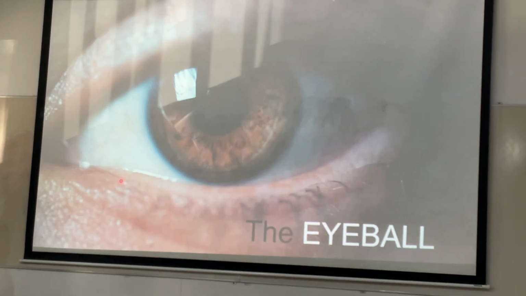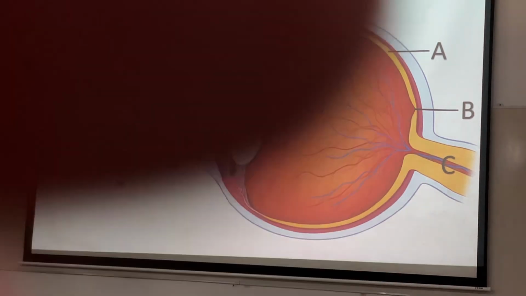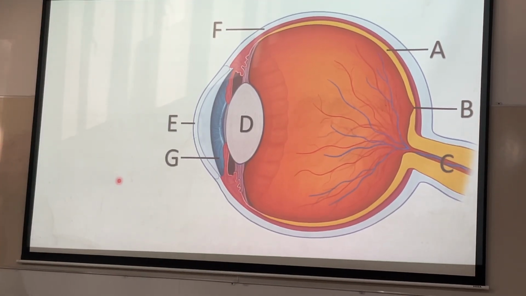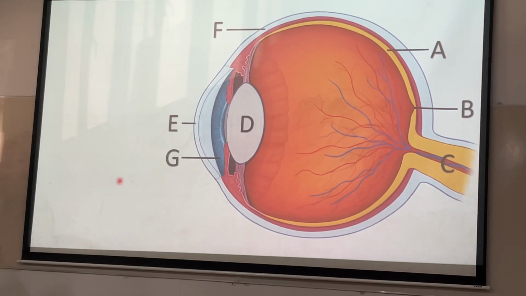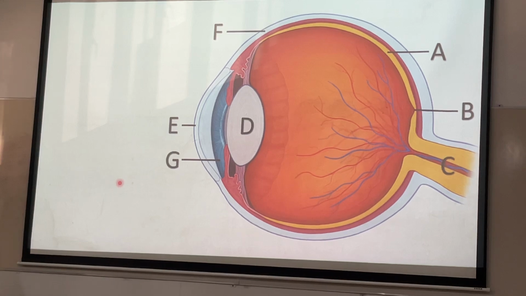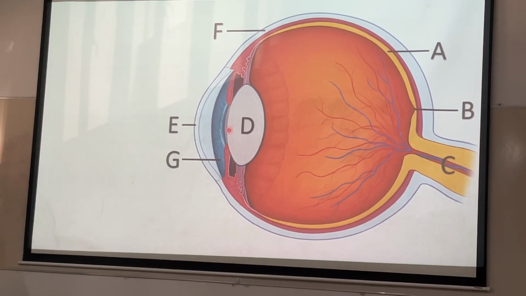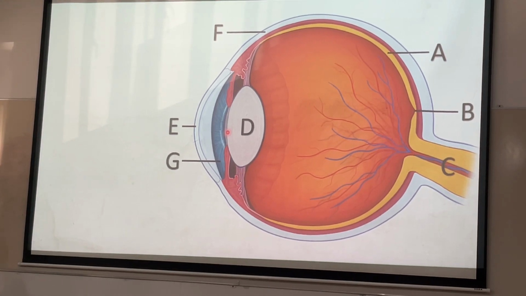Next, let's go to the eyeball. Okay, so interactive. Do you know the parts of the eye? Can one name the letter and give the part? Letter A, retina.